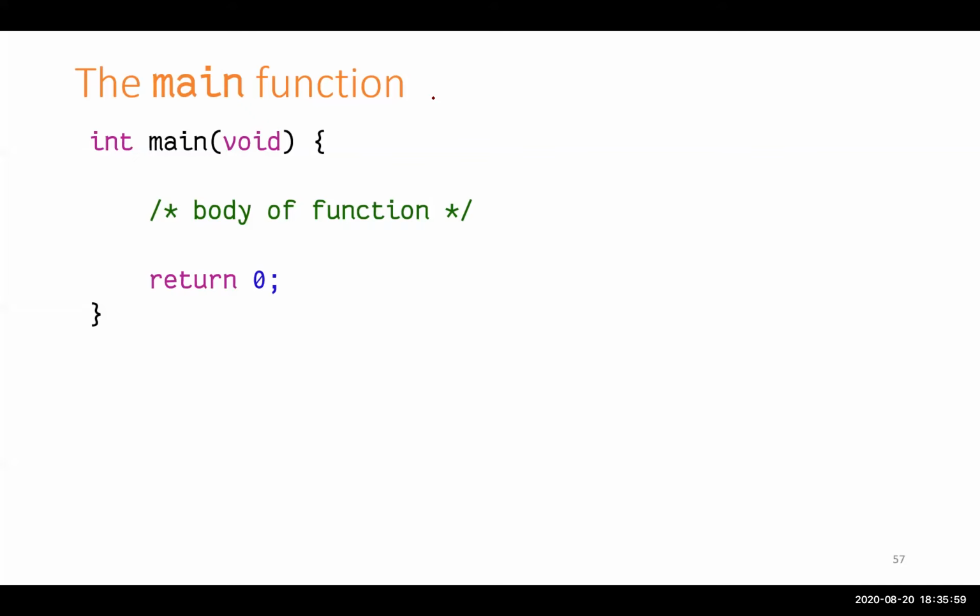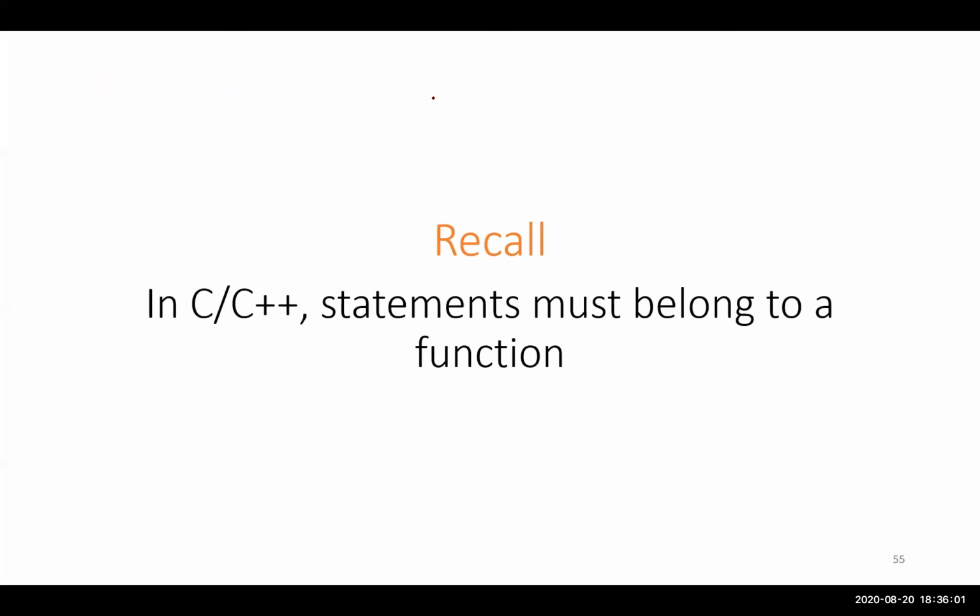Okay, so in C, you recall that all statements must belong in a function, right? Sometimes you see people declaring variables outside functions. That means the scope of the variable is global. We're not going to talk about those kinds of global variables at the moment. For now, let us just assume that everything you write must be inside a function.